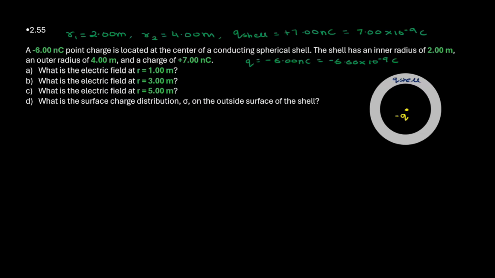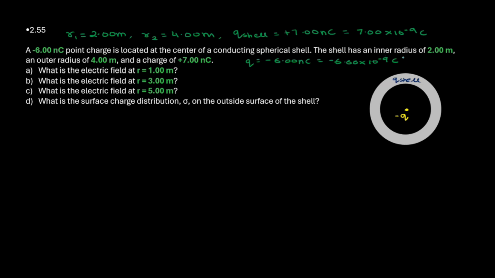In this video, we are going to discuss how to calculate electric field at a point due to a conducting spherical shell using Gauss's law. Question 2.55. A 6 nanocoulomb point charge is located at the center of a conducting spherical shell. So we call this charge Q, and the magnitude of Q is negative 6 nanocoulomb.